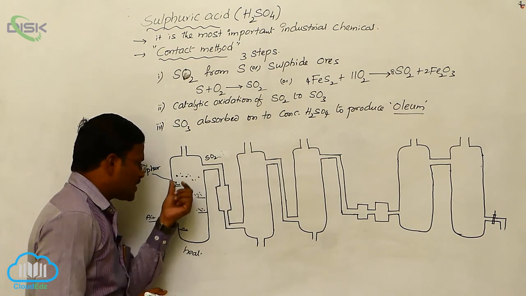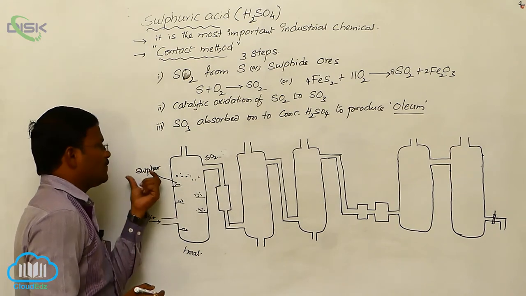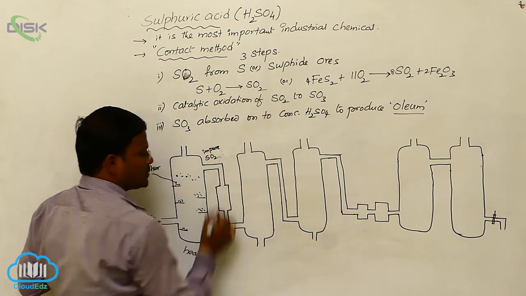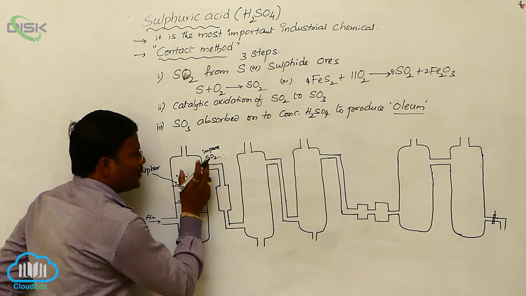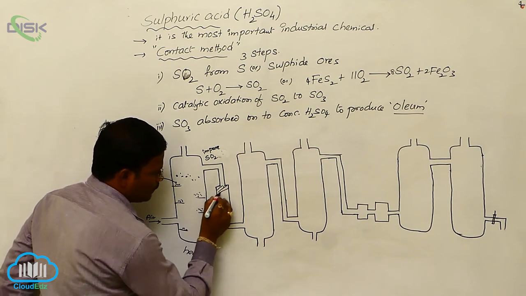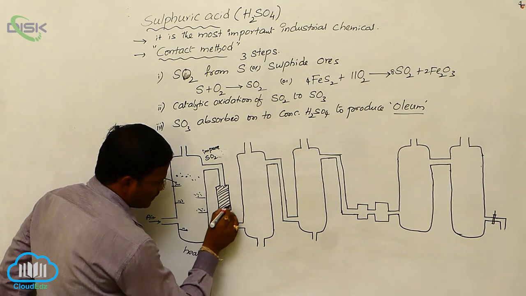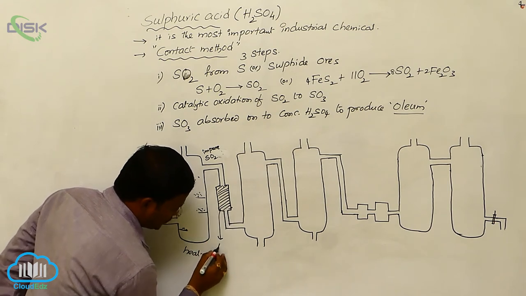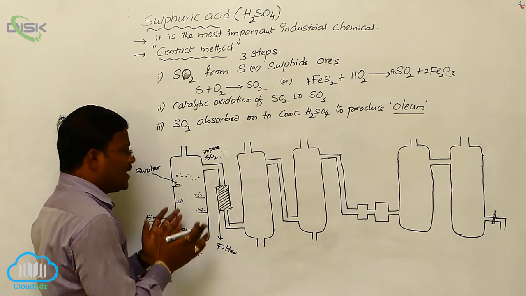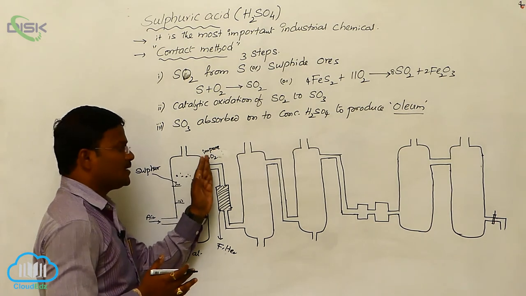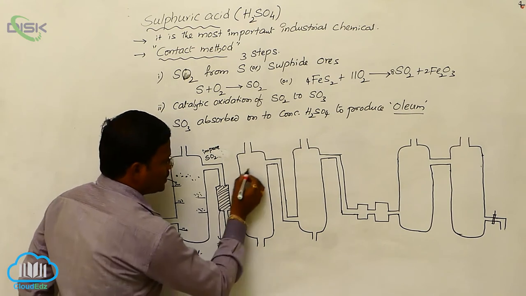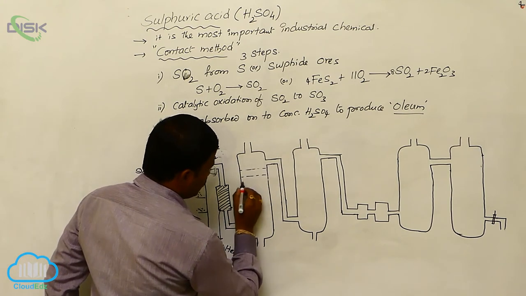Now the sulfur dioxide produced by reacting with air and sulfur may have impurities. That is the reason why it is called impure sulfur dioxide. To eliminate the impurities present in the sulfur dioxide, the resulting sulfur dioxide is passed through a filter. This filter is useful to eliminate or precipitate any solid impurities present in the resulting sulfur dioxide. Now the filtered sulfur dioxide enters this chamber.